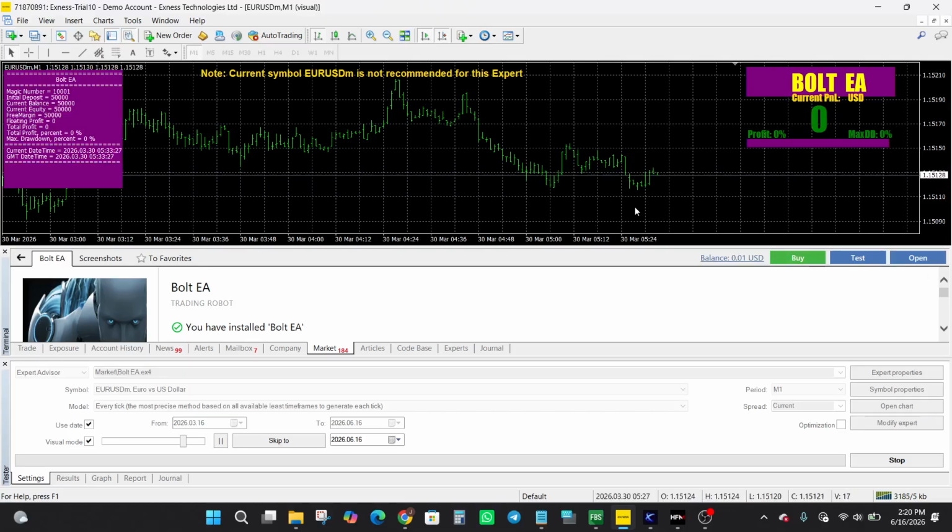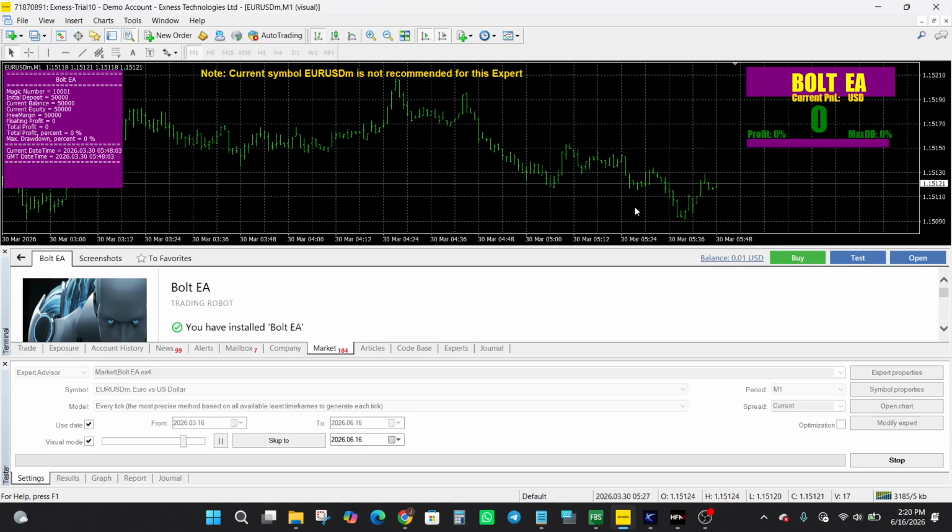So looking at the overall historical testing performance, it is important to remember that these are historical backtest results only. Future performance can vary significantly depending on risk settings, lot size selection, broker execution quality, spreads, commissions, slippage, market conditions, and user optimization choices.